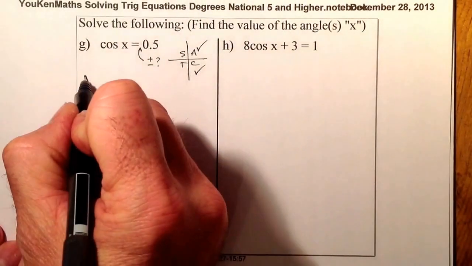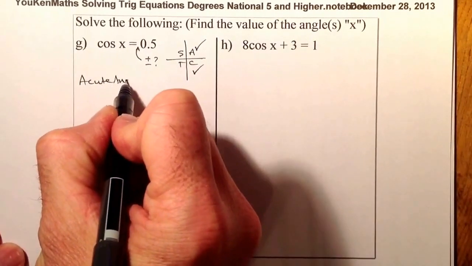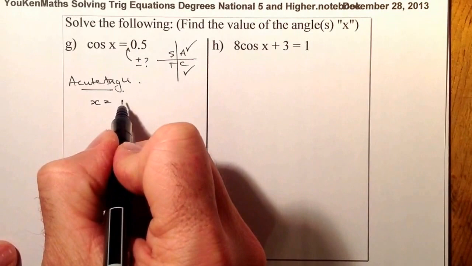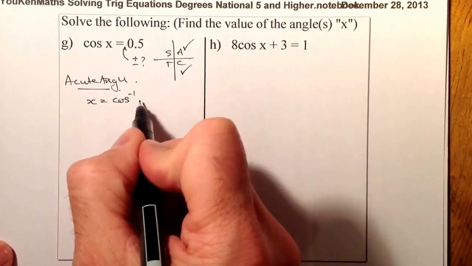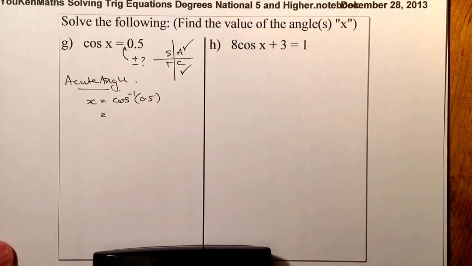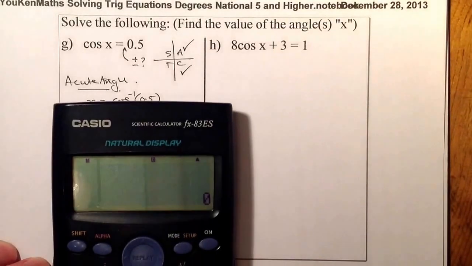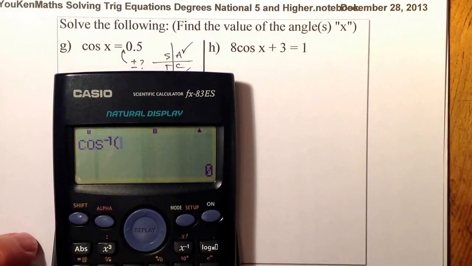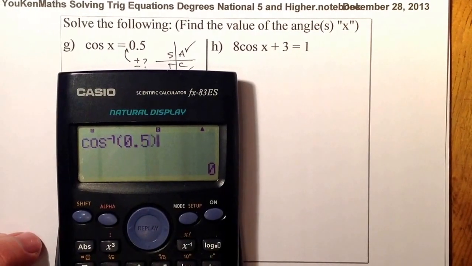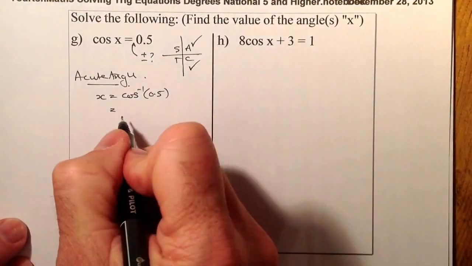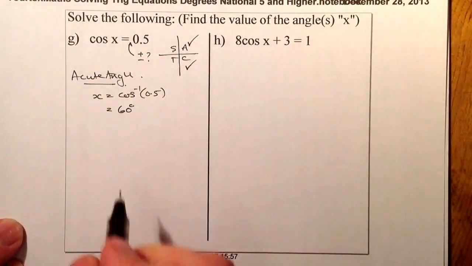Right, so to find the acute angle, I'll take the inverse cosine of 0.5. Okay, if you're doing Higher, you look at the table, or you think about your table of exact values and work that out. If you're doing National 5, I'd do the inverse cosine and put 0.5 in the calculator, and that should give me an answer of 60. So that'll give me 60 degrees here, which will be one of my solutions.